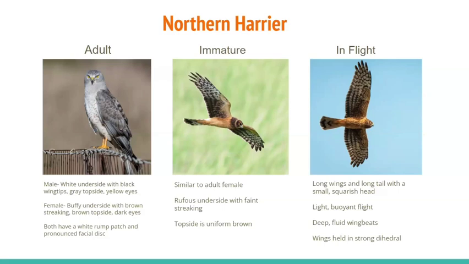Both have a very bright white patch right on their rump, and that pronounced kind of owl-like facial disc. So immature harriers do share some similarities with the adult female, but instead of having that dense streaking, they have more of just this kind of clean, smooth chest and flank. That's this very warm cinnamony color. And then the top side is a uniform brown, similar to the females.